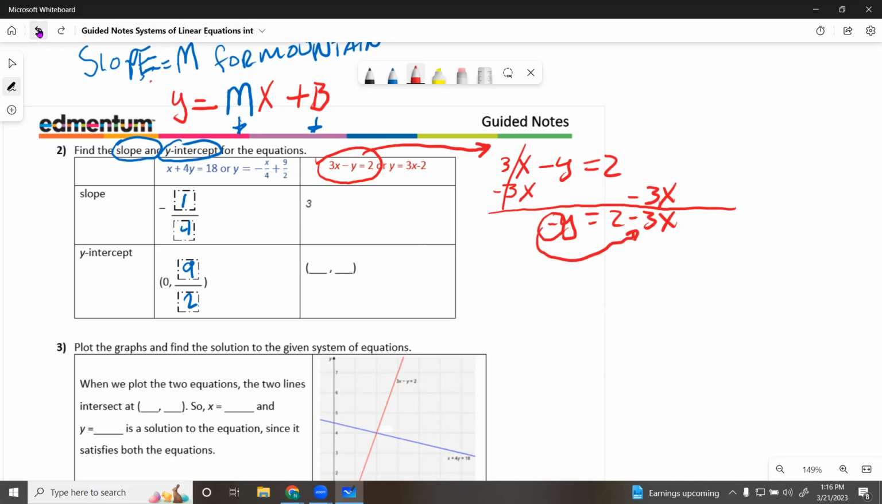Okay, so what we're going to do here is solve for the slope and y-intercept of this equation. The first step is to copy over the equation to a workspace. We're going to get rid of the negative 3x by bringing it over to the other side of the equation. What you do to one side, you have to do to the other. We are left with negative y equals 2 minus 3x.